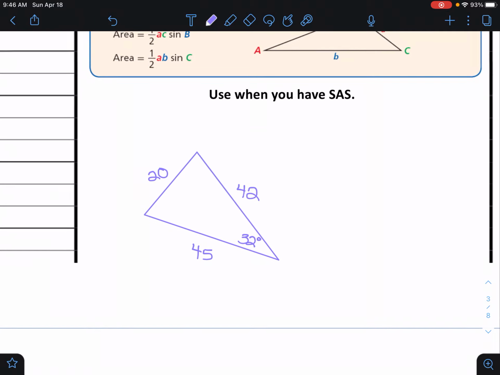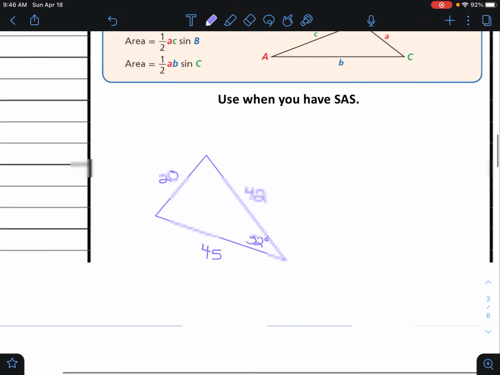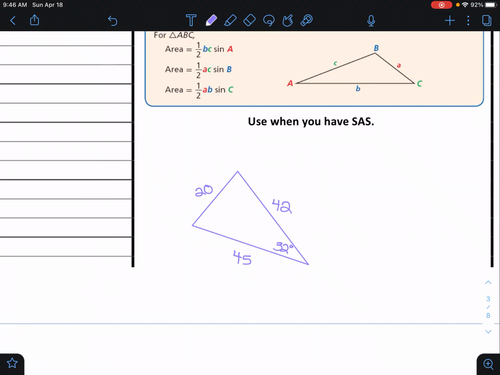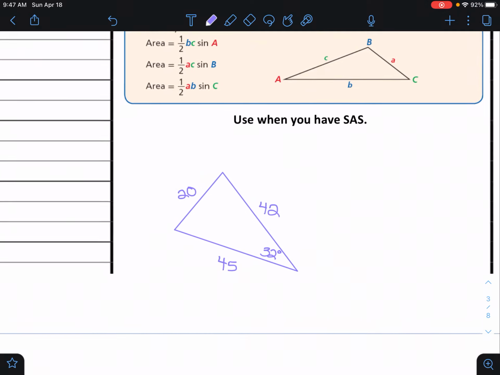Okay, so then I have to figure out which sides I'm going to use. Now, I want to use two sides and the included angle. So that means I have only one angle here. So I want the two sides that are around that angle. So that would be these two sides that I'm going to use. That means I'm not going to use this 20 here at all. And then I would just set it up and use my formula here.